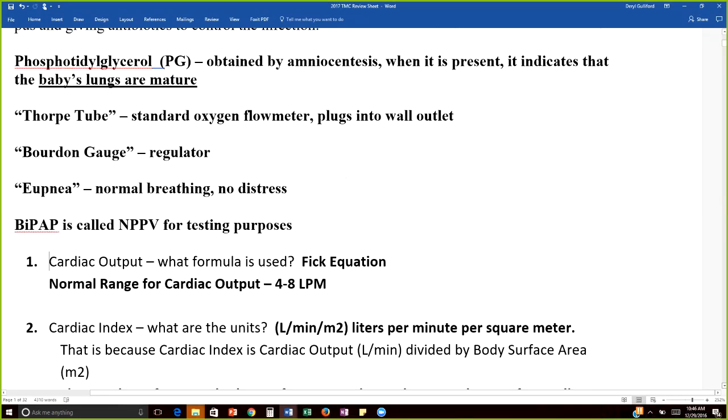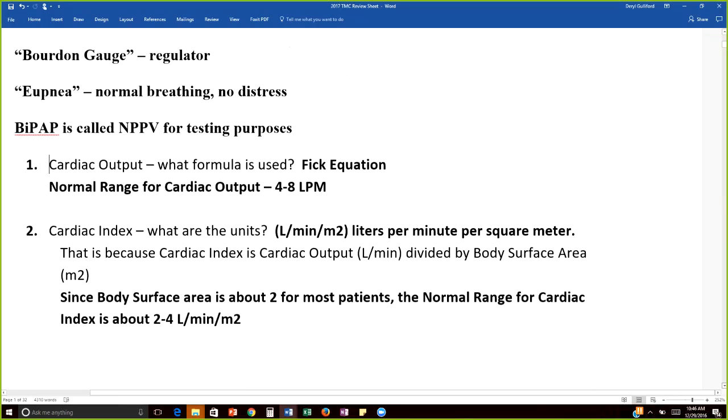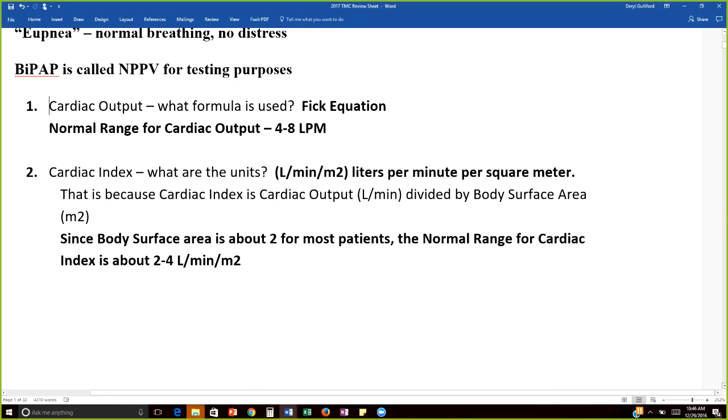Okay, you need to know about cardiac output and cardiac index. Let me scoot those up so they'll be easy to see. Cardiac output, normal range is 4 to 8 liters per minute. That's how much blood your heart pumps every minute. And the Fick equation is the equation that is used to calculate cardiac output.